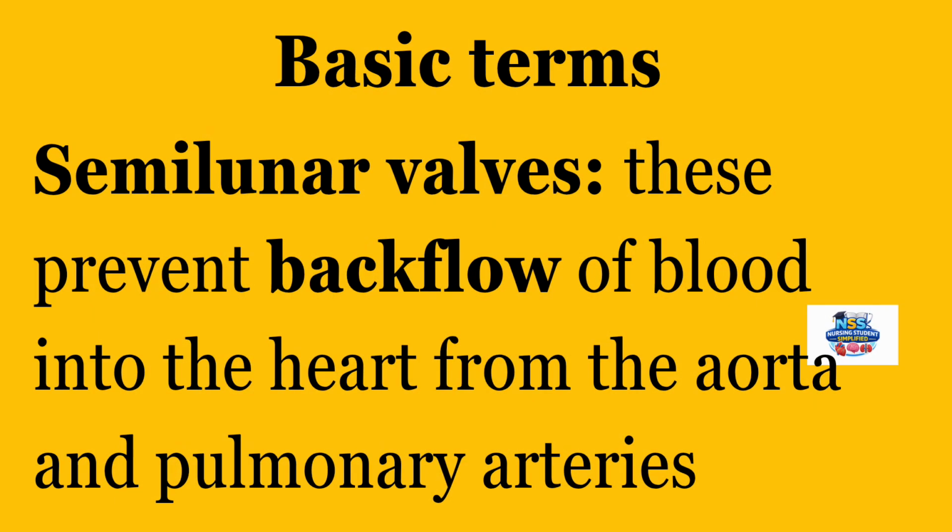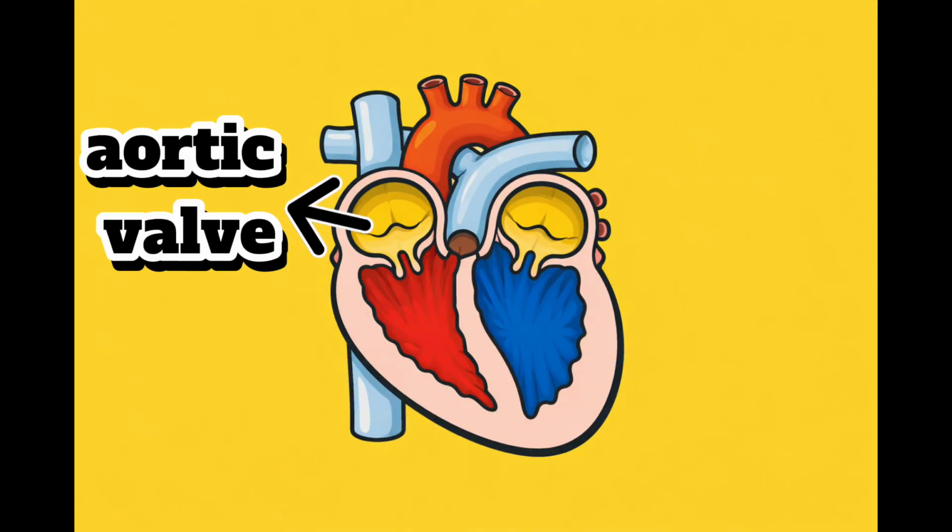Then we have the semilunar valves. These are the valves that prevent blood from backflowing into the heart once they are pumped out. So then we have the aortic valve, which is the valve that separates the aorta from the left ventricle. So once blood is pumped into the aorta, the valve snaps shut to make sure that blood doesn't flow back. This is the aortic valve.